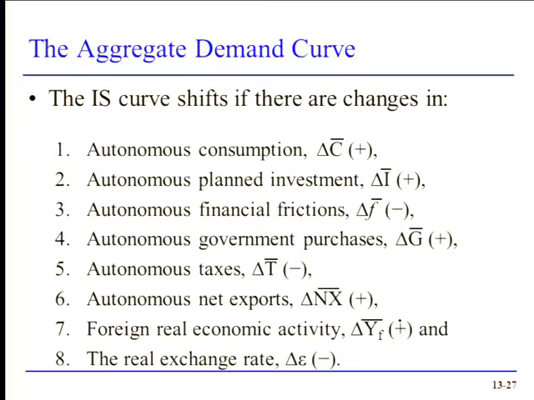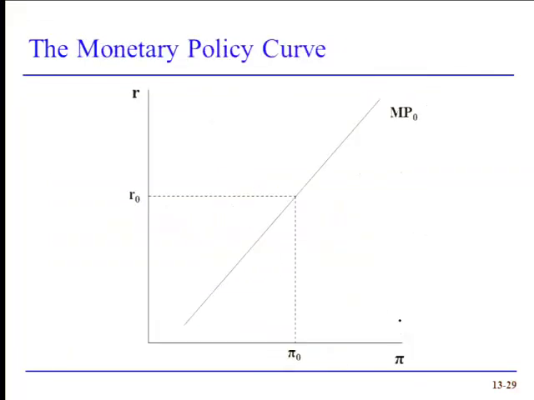Notice we have all of our autonomous spending components: autonomous consumption, autonomous planned investment, autonomous government purchases, autonomous net exports. We also have autonomous foreign real economic activity and autonomous taxes, autonomous financial frictions. So those were all those things that were in the numerator of that first part of our IS equation. We also can have changes in the real exchange rate. Again, we're not going to pay too much attention to that now, but we will be coming back to it later when we talk about international trade and exchange rates more carefully. So changes in any of these variables, then, will cause the IS curve to shift.